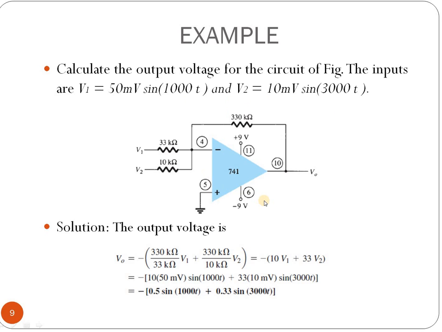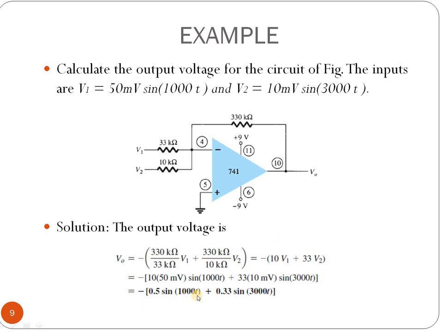So it has two input voltages with resistors. So we'll have a two-stage connection, and that is V0 equals minus RF by R1 into V1, plus another one, RF by R2 into V2. So if we put in all the values, you can get the output voltage V0.